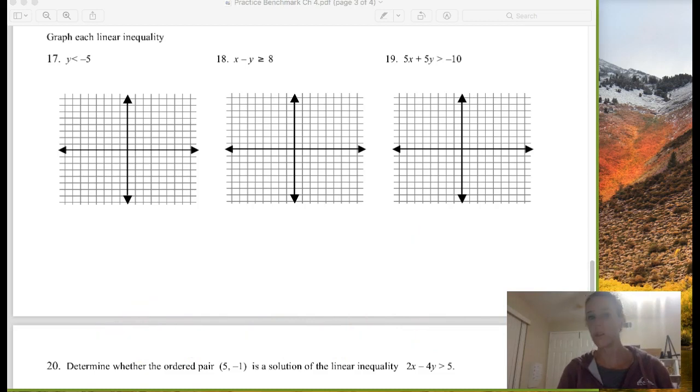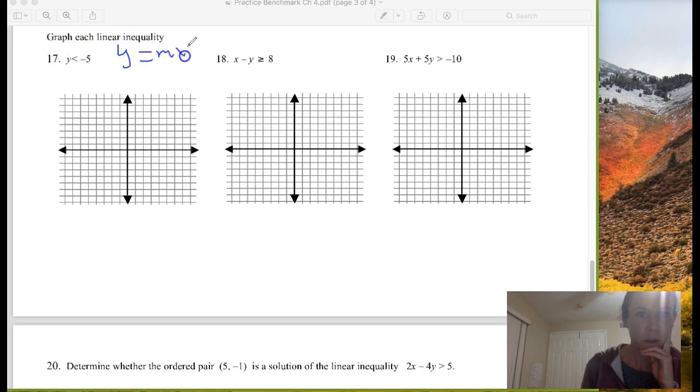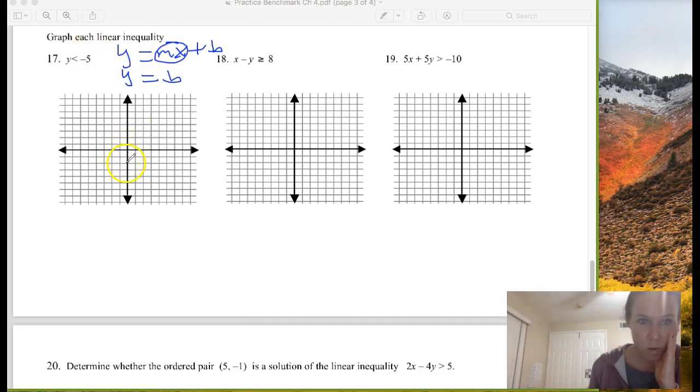Let's do the first one, number 17. Y is less than negative 5. This is in slope-intercept form. I don't have y equals mx plus b. I don't have something times x, because my slope is 0. I just have y equals b here, or y is less than b. So I come to my y-intercept of negative 5. 1, 2, 3, 4, 5. It doesn't matter what x is, y will always be negative 5. My slope is 0, which means I have a flat line.